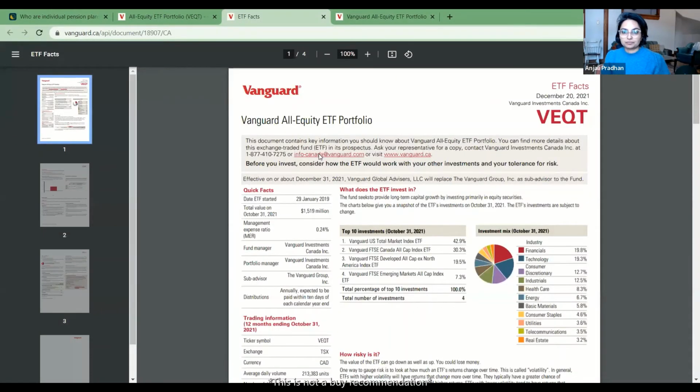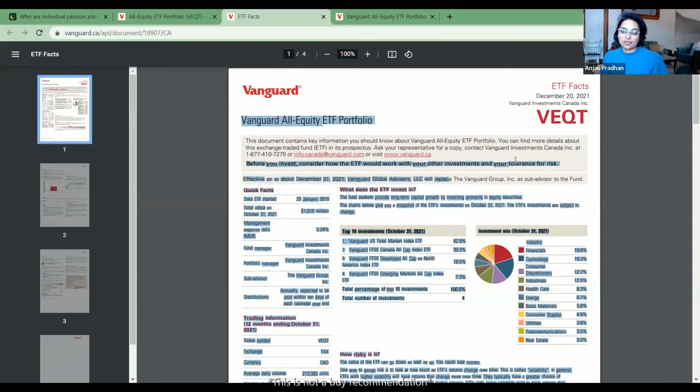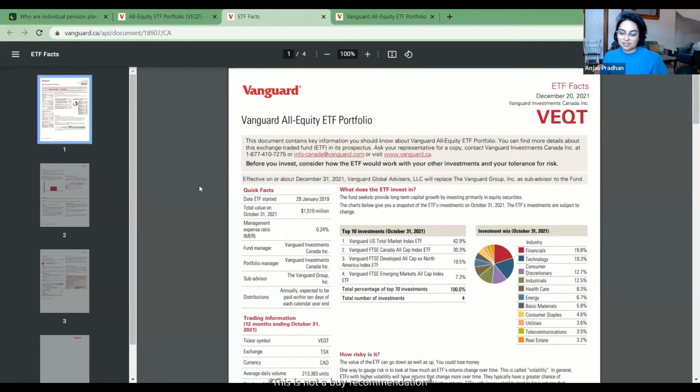ETF facts. Let's see if there's anything here that we find interesting or relevant. This is another reason I like Vanguard. The information is fairly easy to find. You don't need to go here and there. Oh, this is interesting. It says, before you invest, consider how the ETF would work with your other investments and your tolerance for risk. Very, very important.